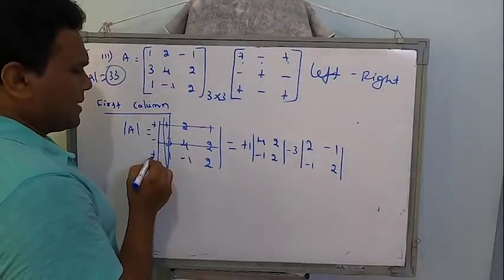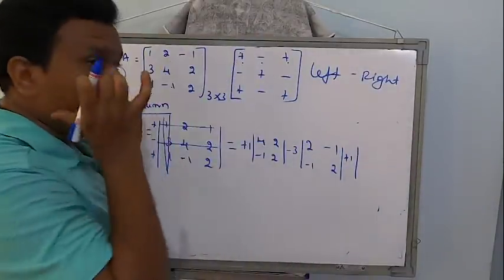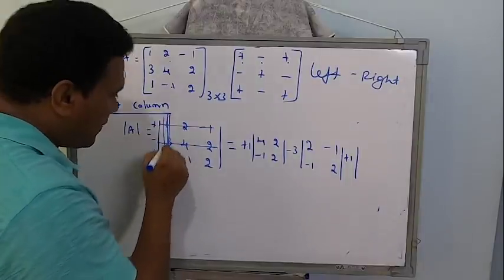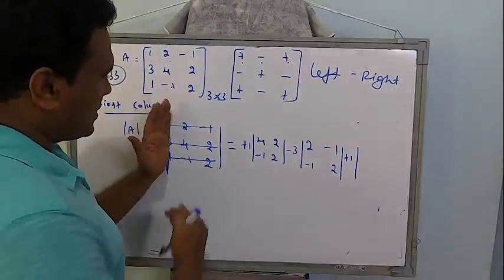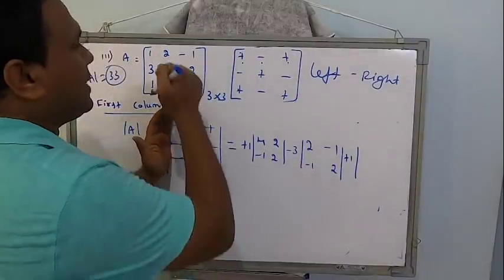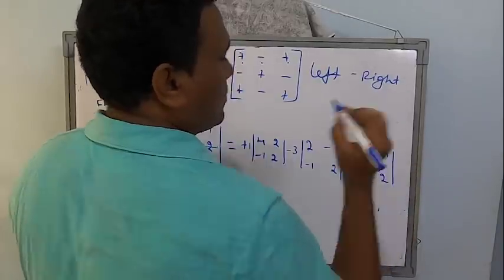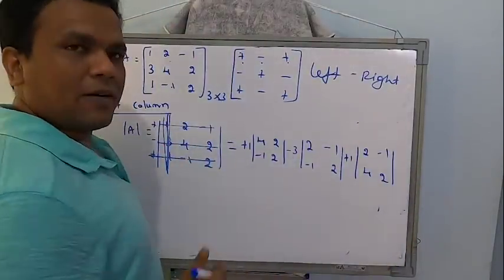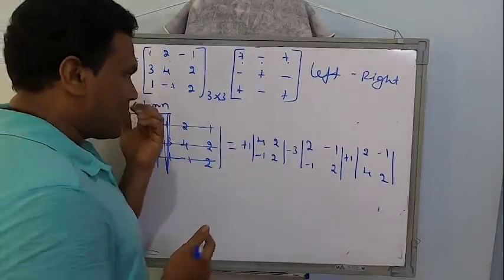Now, what is the last element? The last element is plus 1. Now, the concept is the same. Leave the column and row in which that element is present. So that means these two will be blocked. What are the remaining elements? The remaining elements are 2, minus 1, 4, 2. Now the rest is to expand it. Now it's been reduced from order 3 to order 2. Now it's easy to expand, right?